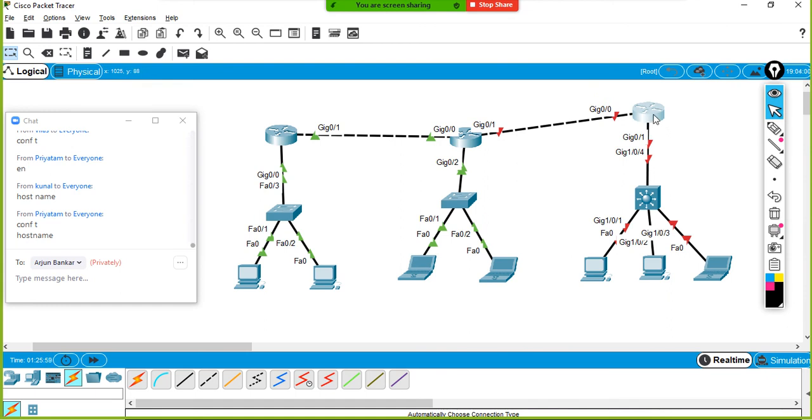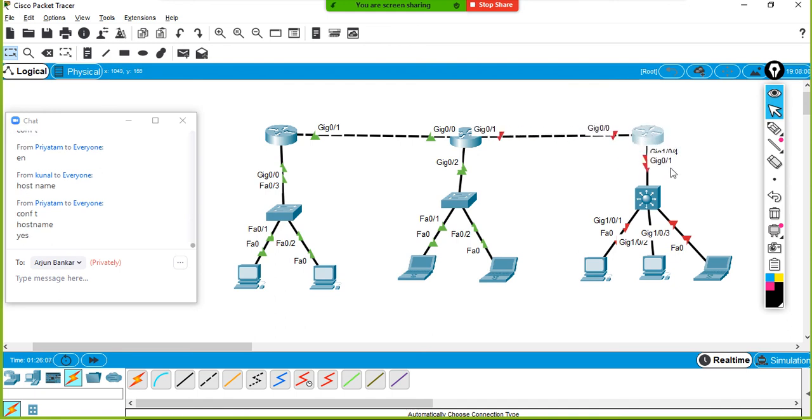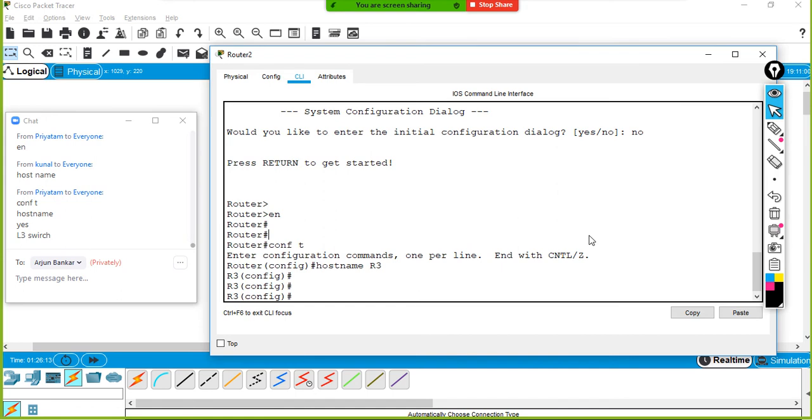Which one am I going to configure? Did you notice that one, guys? All the ports here are gigabit ports. So GigabitEthernet 0/1, right? Which is connected to my layer 3 switch. No problem. Let's go and do that.